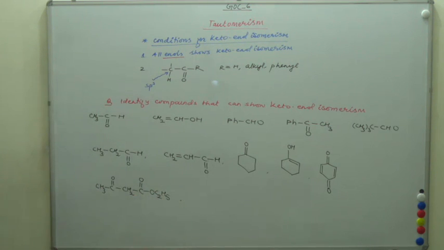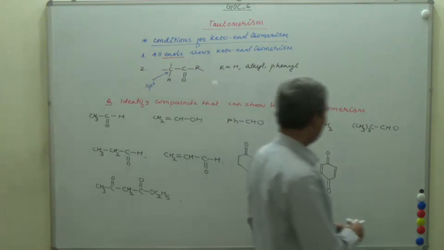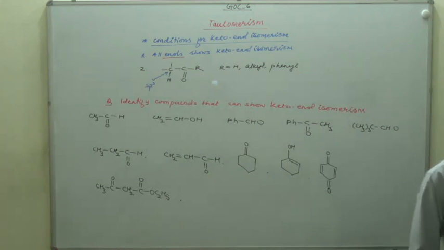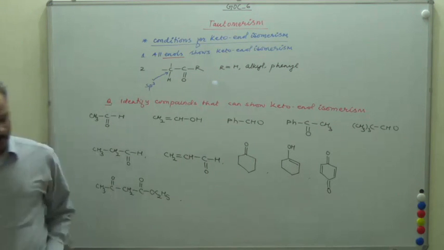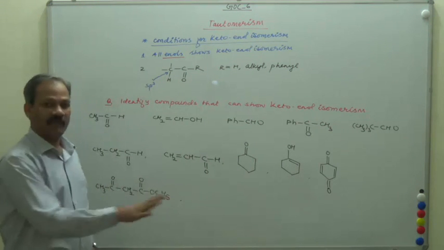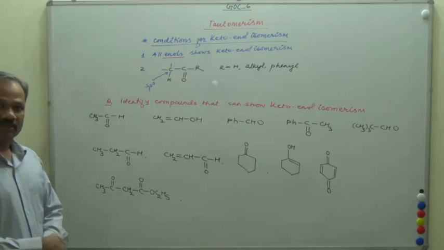So these are some examples, and we have to identify compounds that can show keto-enol isomerism. So try them. Just take which among the following will choose. So I am giving you just 3 minutes.